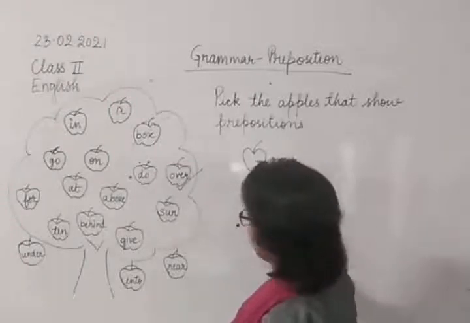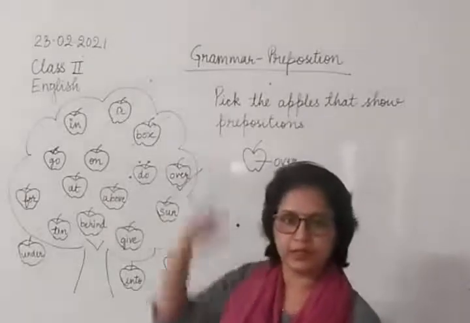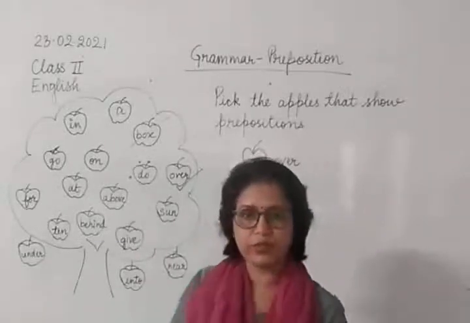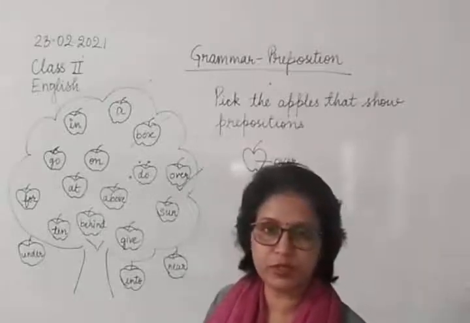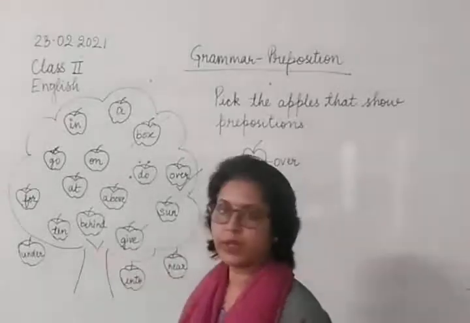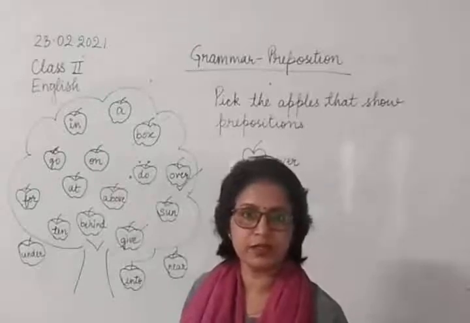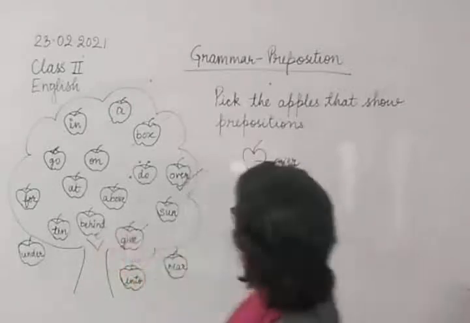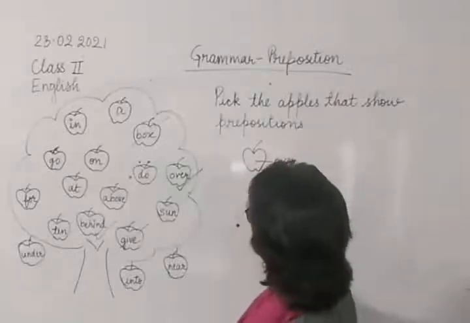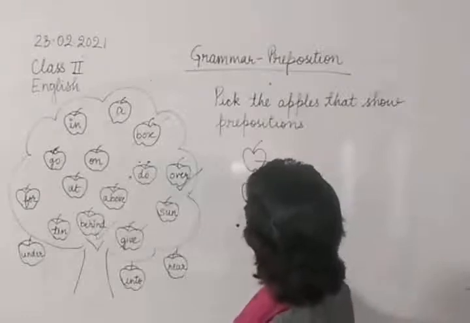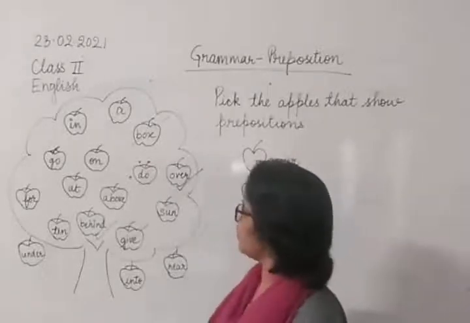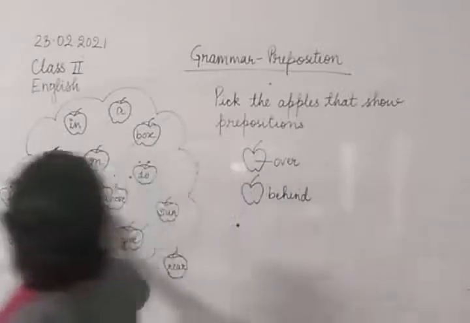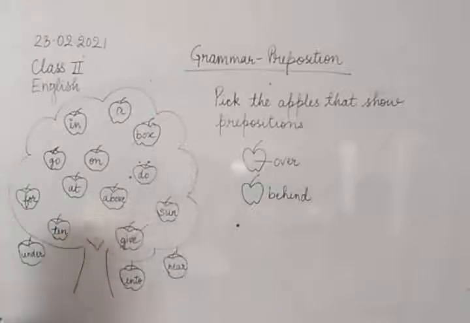O-V-E-R. Next. Sun. So it's not preposition. Give. To give something. This also does not tell us any place, any position. So this is also not preposition. Behind. Behind से पता चलता है position किसी चीज़ का. Yes, something is behind something. कोई चीज़ किसी चीज़ के पीछे है. It is a position word. So you will take behind. This apple we will pick. B-E-H-I-N-D. So जो जो apple हम ले रहे हैं, we will erase that apple. ठीक है, हमने over वाला apple ले लिया. I have written behind the apple we have taken. Two apples we have taken.